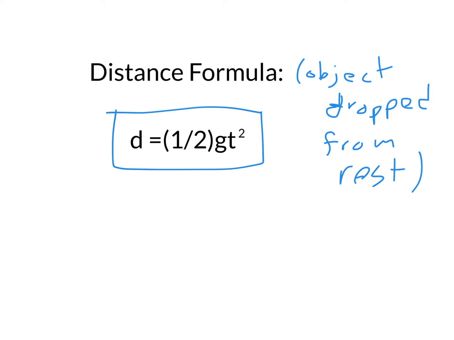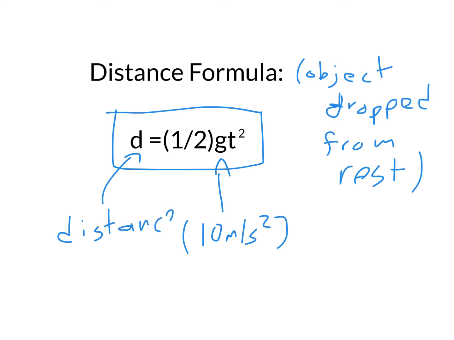Now, this g is, again, our acceleration due to gravity. And technically it's 9.8, but we're just going to call it 10 meters per second squared. And d is, of course, the distance. And then t is the time. And so we can plug those values into our formula to tell how far something falls or how long it takes to fall a certain distance. Let's look at some examples with this.